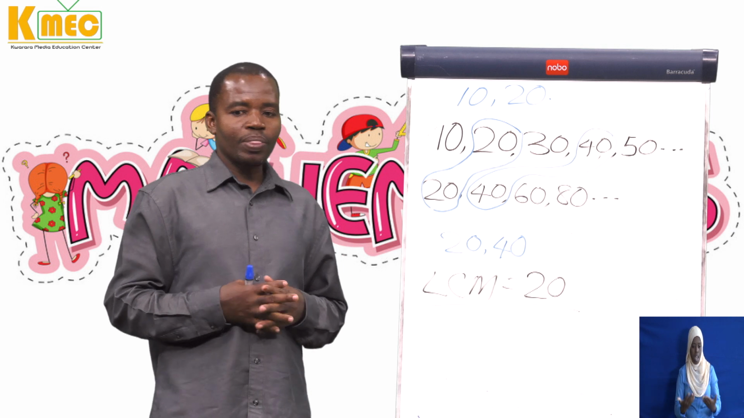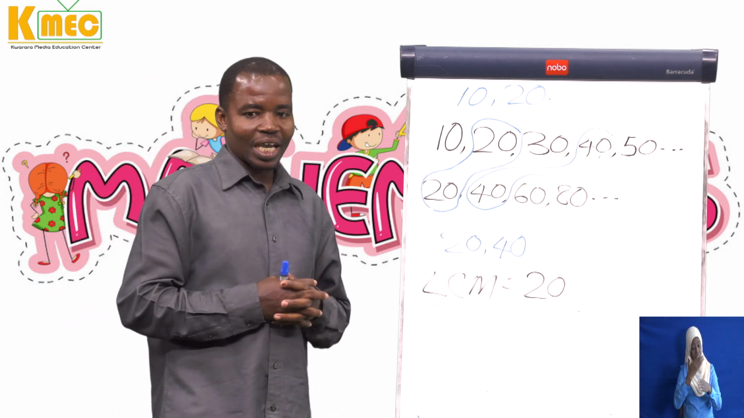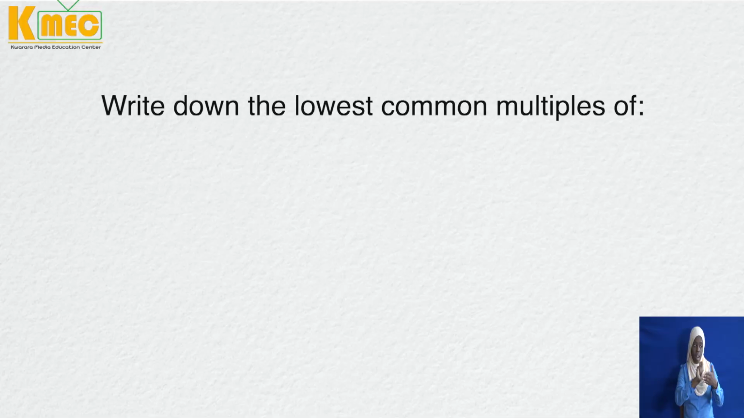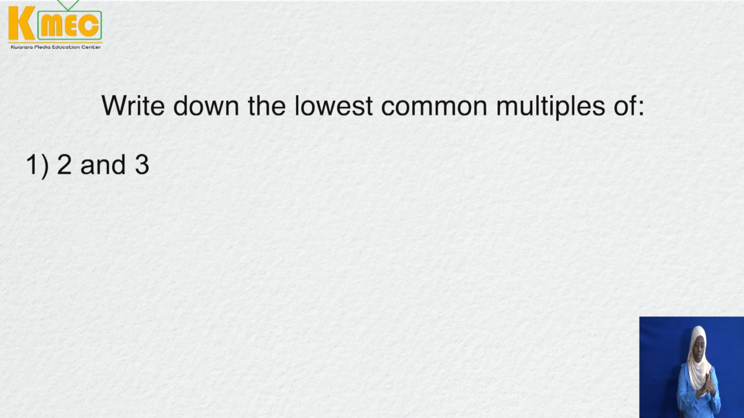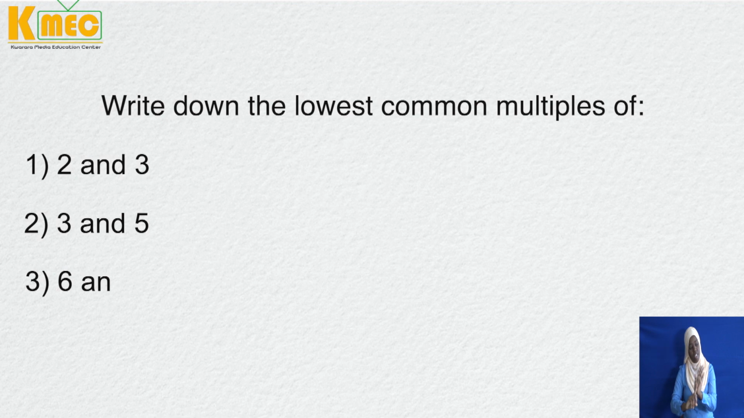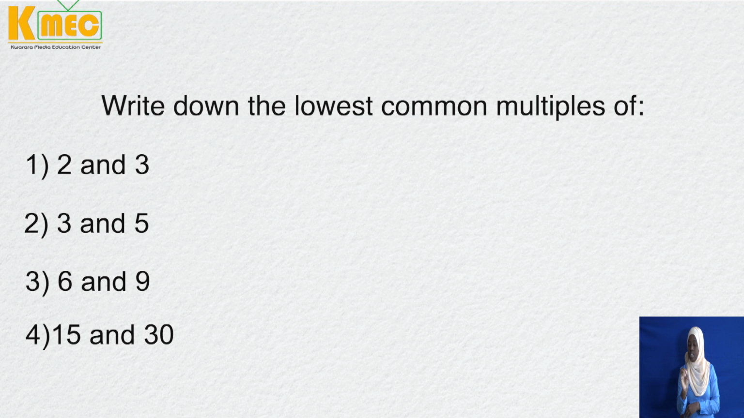Now copy and do the following exercise for practice. Write down the lowest common multiple of numbers 1, 2 and 3. Numbers 2, 3 and 5. Numbers 3, 6 and 9. Numbers 4, 15 and 30.